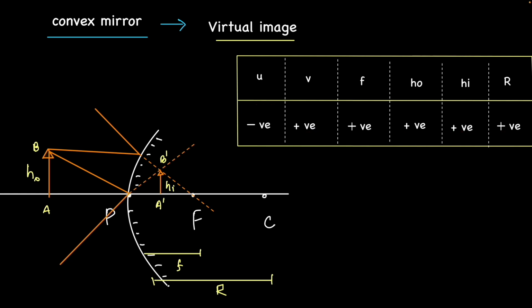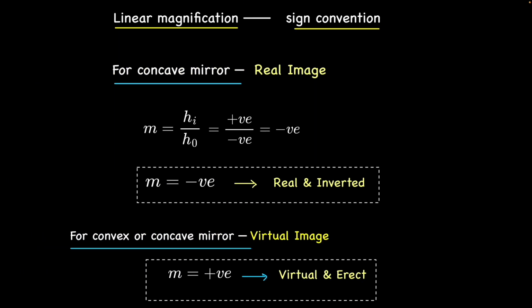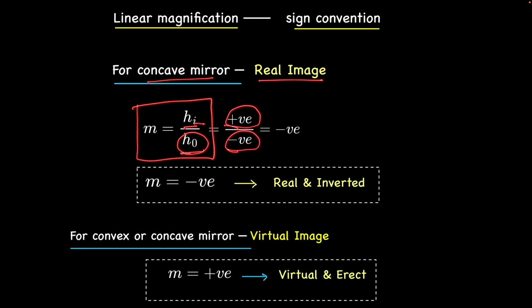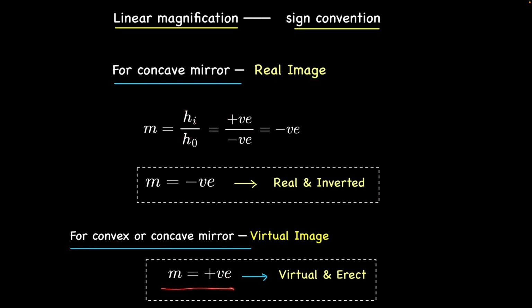Now we will see the magnification sign convention based on concave and convex mirrors. We know that the magnification formula is height of image by height of object. For a concave mirror where a real image is formed, the height of the object is positive and the height of the image is negative, so the magnification is negative. When the magnification is negative, the image is always real and inverted. Similarly, for a virtual image, the magnification will be positive, because both the height of the image and the height of the object are positive. From here we can say that when M is positive, the image is virtual and erect.